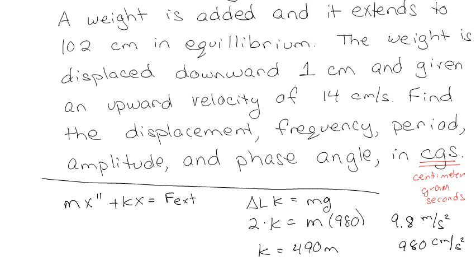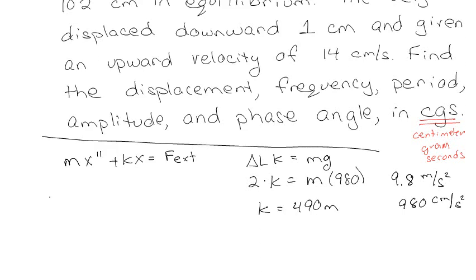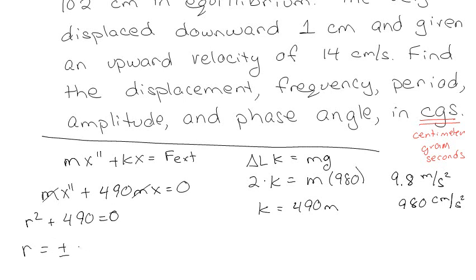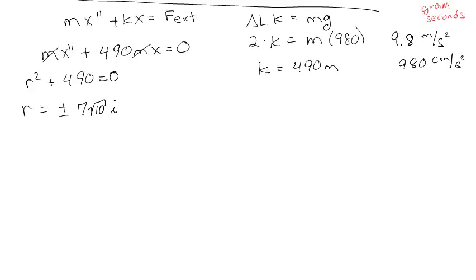Alrighty, so I can do stuff with that. So mass x prime prime plus k, mass x equals no external forces. The m's go away, so I have r squared plus 490 equals 0, so r is equal to plus or minus 7 square root of 10 i. Beautiful. If you didn't get this far, but now you kind of know what to do, pause the video, see how far you can get.